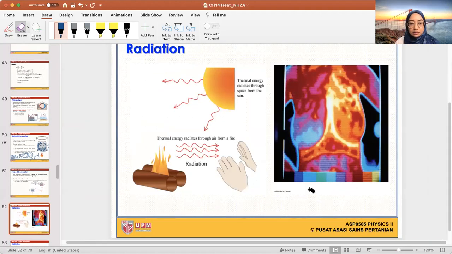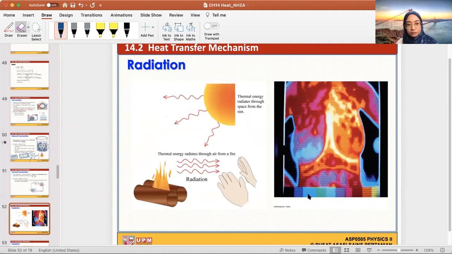Okay. Next, radiation. Okay, so radiation, thermal energy radiates through space from the sun. We feel the hotness from the sun even though the sun is in space. Space tak ada udara, which means that there are no molecules to transfer the heat.